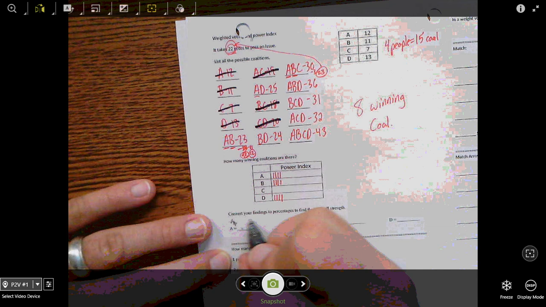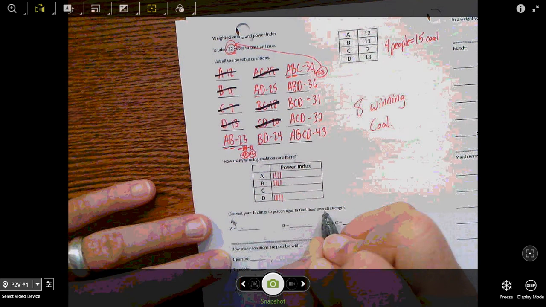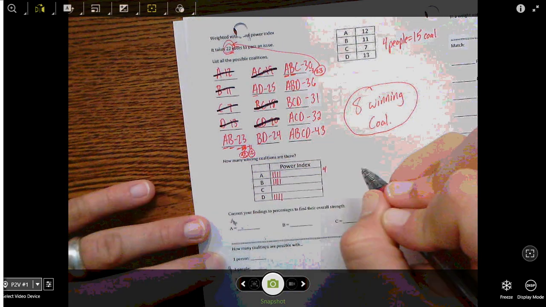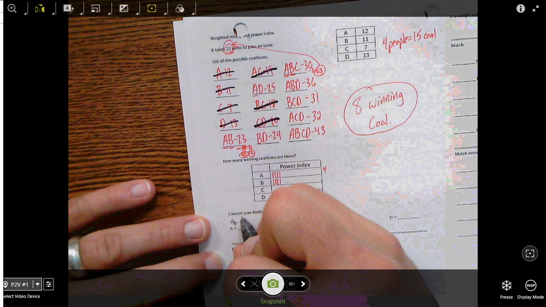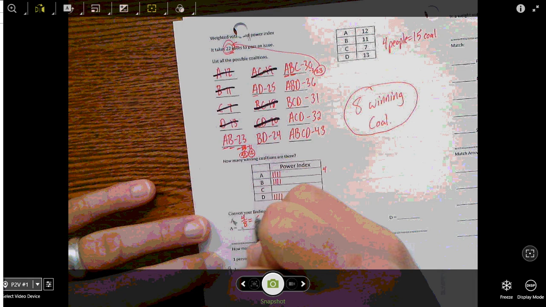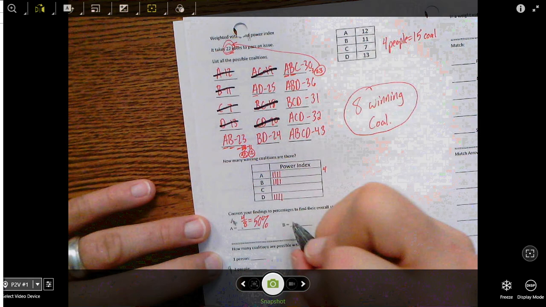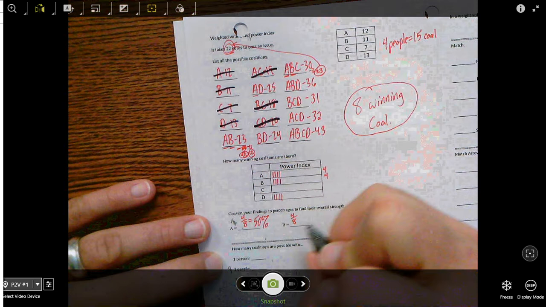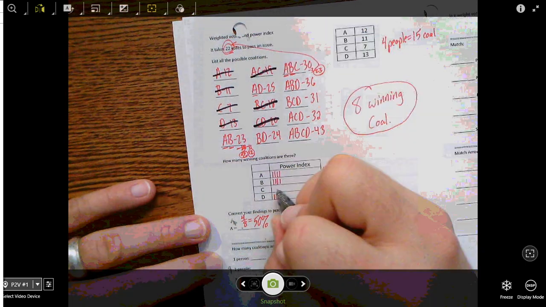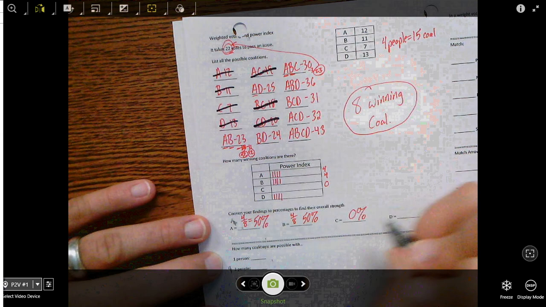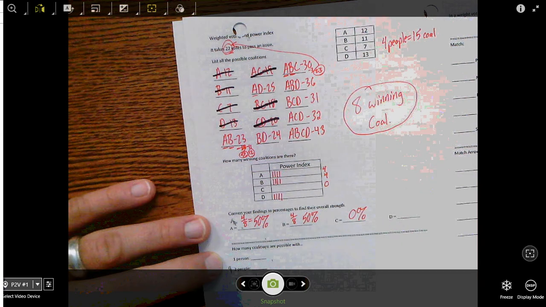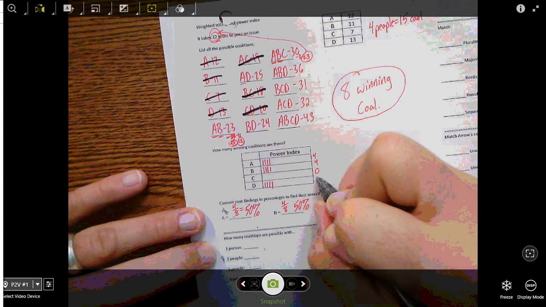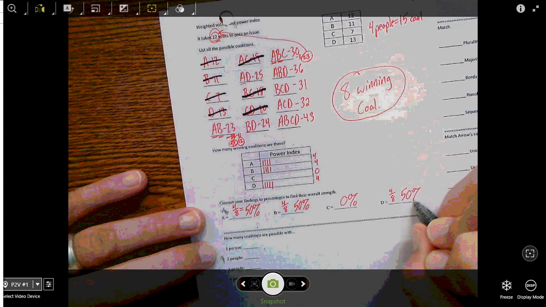Now it says convert your findings to percentages to find their overall strength. Now there was 8 winning coalitions, starting with A, and A was essential 4 times. So when I convert this, 4 divided by 8, well, that's 50%. Do the same thing for B. B was essential 4 times. 4 divided by 8, that's 50% as well. C, 0%. C was never essential at all. D, hopefully you got it now, 4 over 8. That gives you 50%. All right.